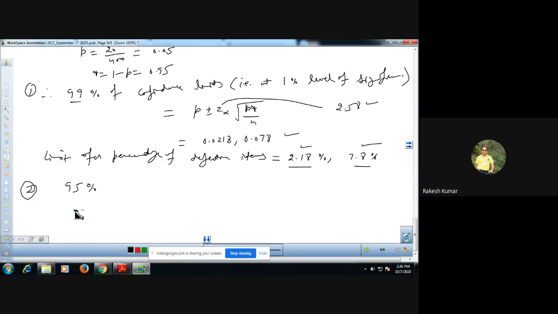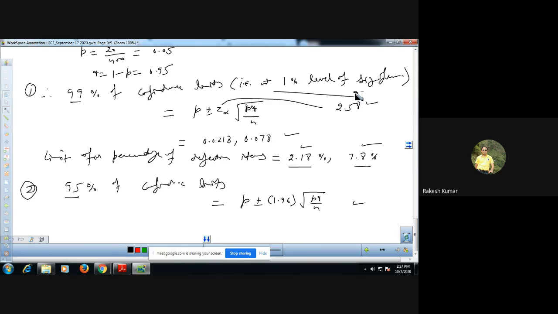This is the second part of the question: the 95% confidence limits. 95% means at 5% level of significance, and it is clear that the formula will be the same, only with P plus minus you will use the value at 5%. This is the value we have used in questions 1 and 2 today. So you can substitute the values, the same values as here, and you will get the new limits. But that limit will be at 95% confidence level, or at 5% level of significance.